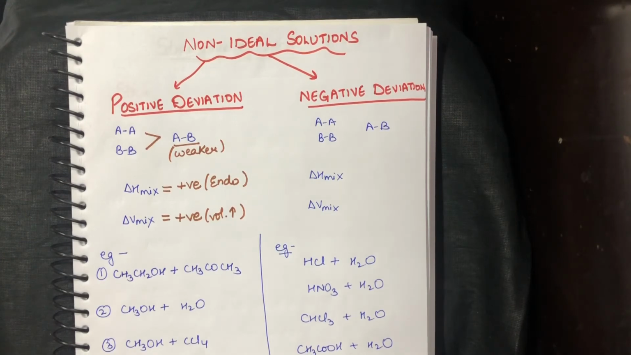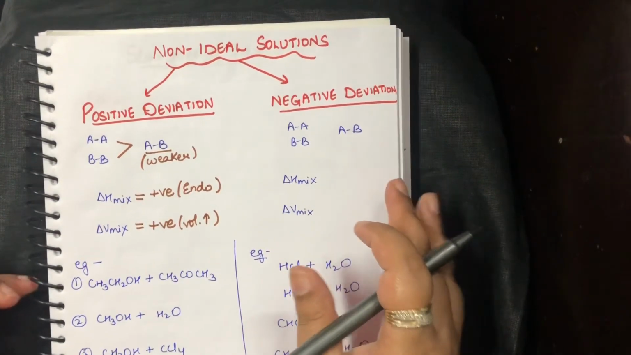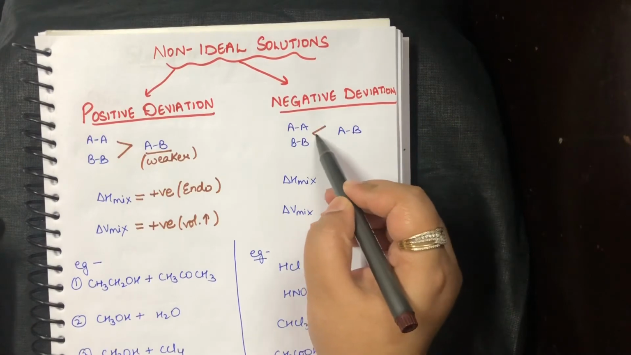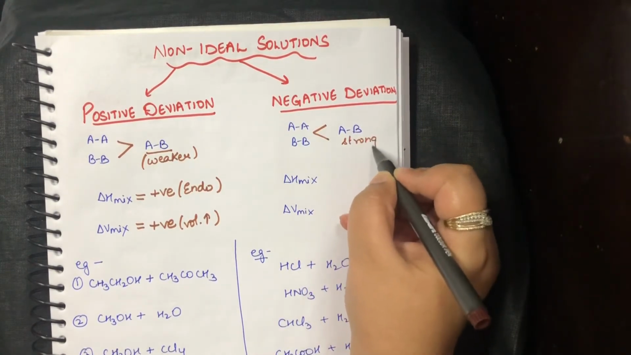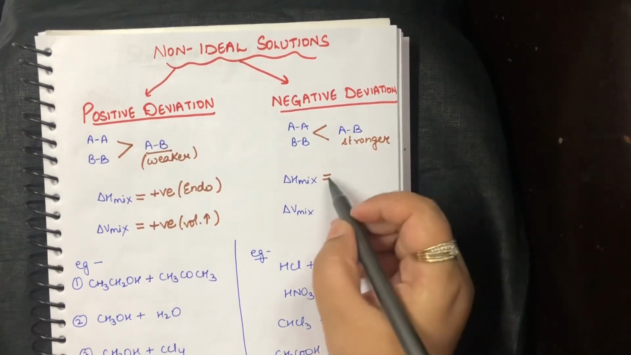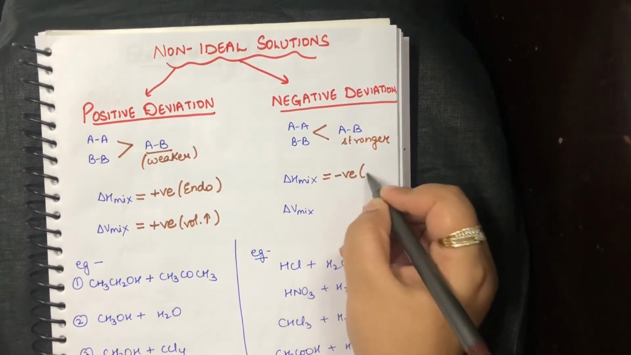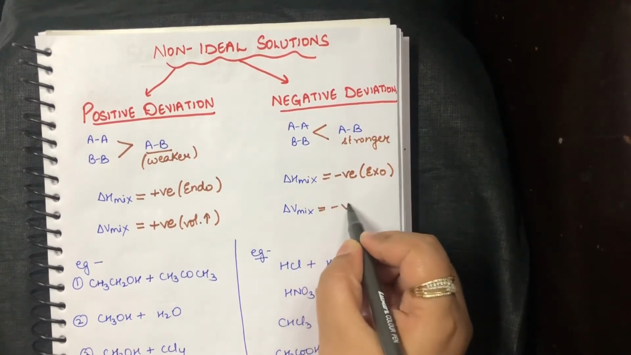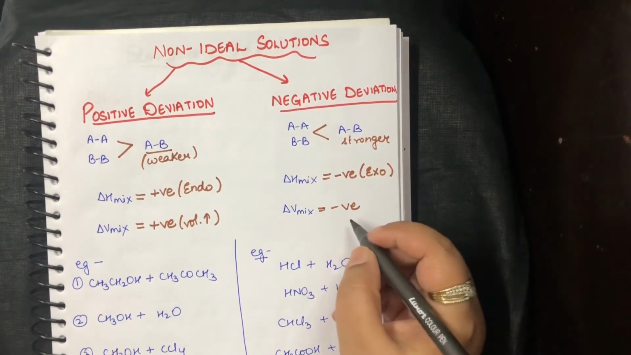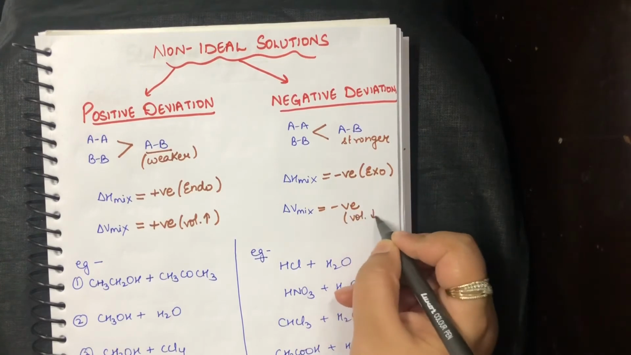Similarly, if I'm talking about negative deviation, here it is the opposite scenario. Now the interactions are stronger than before. So heat would be released, and it is called an exothermic process, and delta V mixing will also be negative because more bonds would be formed and the volume will decrease.